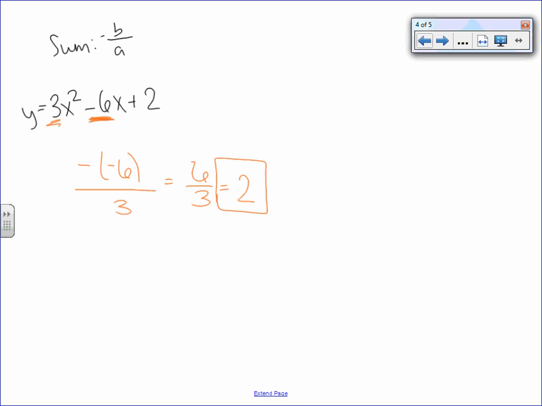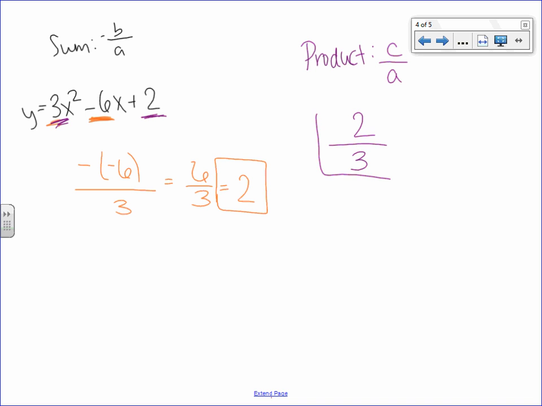So if I go to the last example that I was doing, if I wanted to find the sum, I'm sorry, I already did the sum. If I wanted to find the product of the roots, I just derived the formula that it's c over a. So I look, well, c is 2 and a is 3. So the product of the roots would be 2/3.